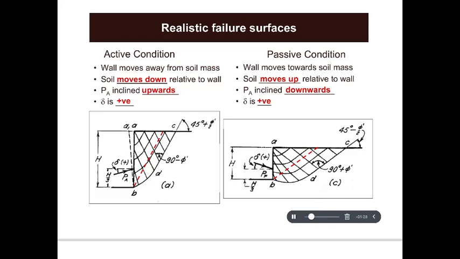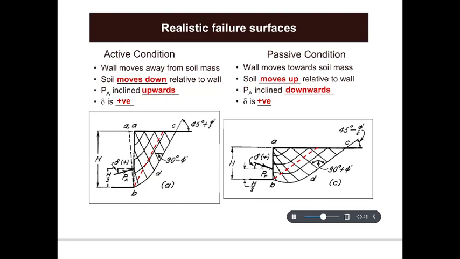The soil will move down relative to the wall, so in this case the reaction of the force PA, due to the lateral pressure of the soil, is inclined outwards, with the friction between the wall and the soil being positive. If we compare the failure mass assumed by the Coulomb or Rankine method, where the critical angle is 45 degrees plus phi over 2, it is smaller than the realistic failure surface.